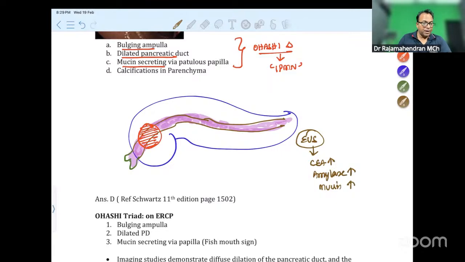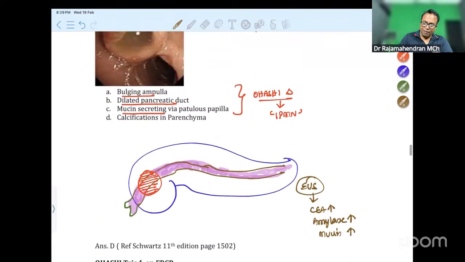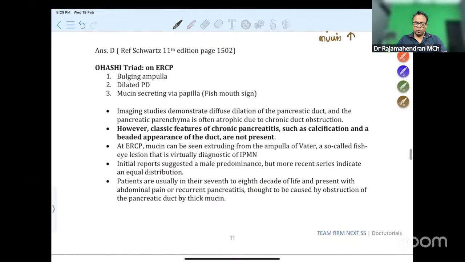So IPMN is a very favorite topic. So there will be no calcification. Calcifications in parenchyma is absent. So please don't forget, imaging demonstrates diffuse dilatation of the pancreatic duct, and the pancreatic parenchyma is atrophic due to chronic duct obstruction. So it may look like chronic pancreatitis, but don't forget it is not chronic pancreatitis because there is no calcification or a beaded appearance here.